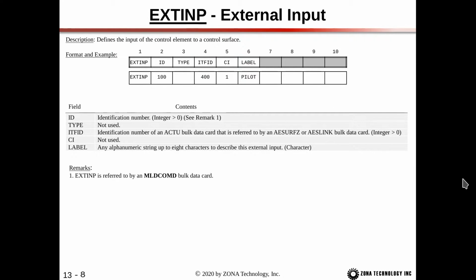So this is the external input bulk data card. We have the ID number, the type is not used, and then ITFID is the identification number of an ACTU bulk data card, which is referred to by the AESRF-Z or AES-Link bulk data card. CI is not used, and then label is any arbitrary label that you can apply. And you can also leave it blank if you like.